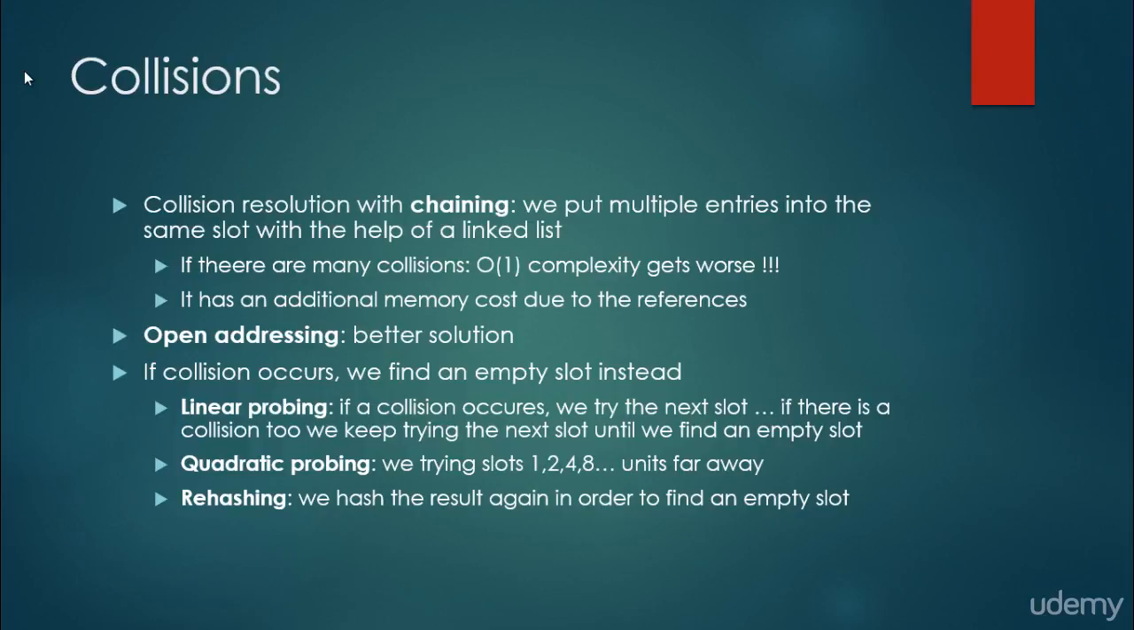Linear probing: if a collision occurs, we try the next slot. If there is a collision again, we keep trying the next slot until we find an empty slot. That's what we were doing in the illustration section.